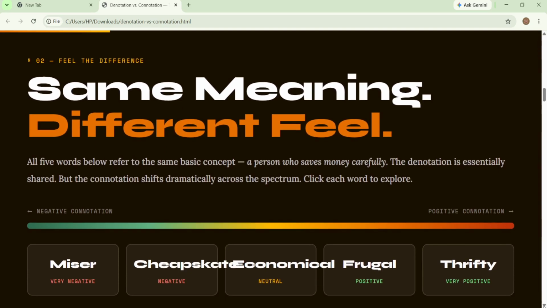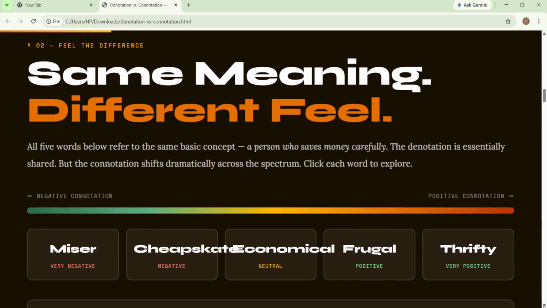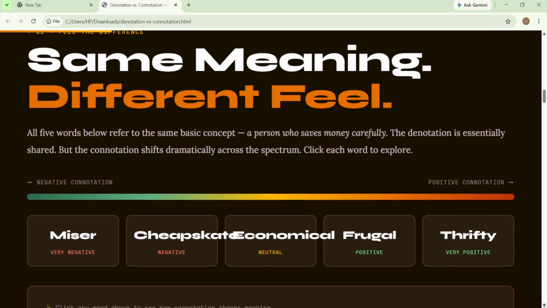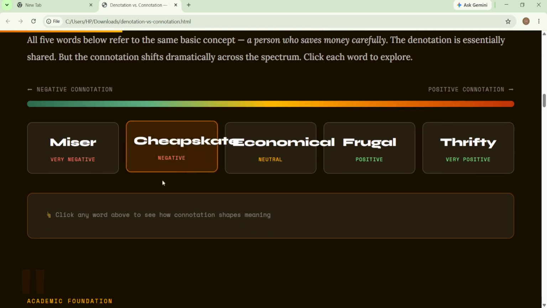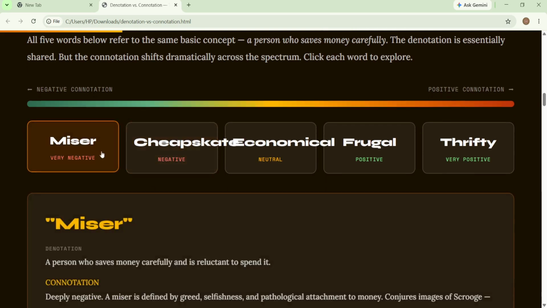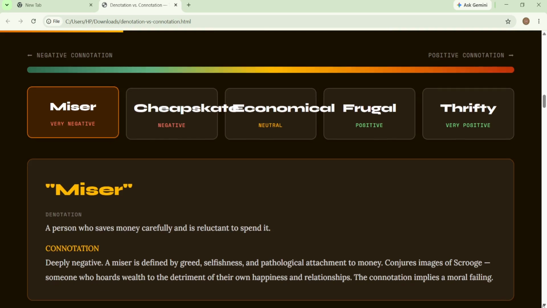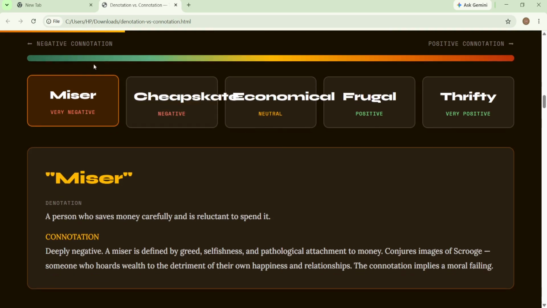Let's move on to the second part. That is same meaning, different feel. Well, let's check these words. Well, this is first miser. This bar shows the negative connotation, that these are more negatively associated, while these are positive. That's how they're displayed.